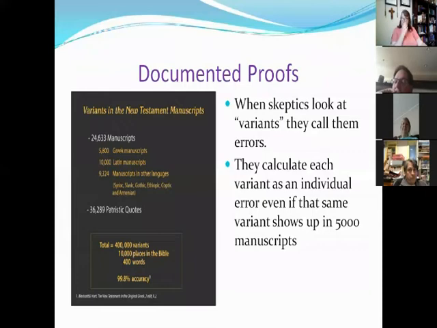Okay, the variants, again, the problem is the skeptics and some Christian apologists calculate variants incorrectly. And what they'll do is this. We have 5,000 manuscript copies, and 4,000 of them have Nazareth spelled wrong. Maybe it's N-E-Z instead of N-A-Z. Well, instead of just saying that's one variant of spelling, they will say, well, that's 4,000 because it's one on each of those copies.